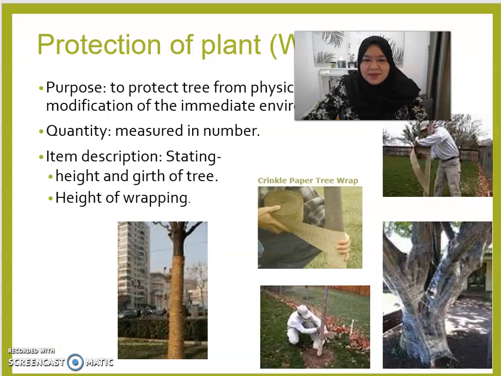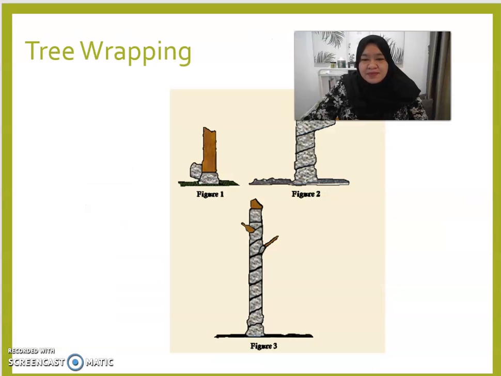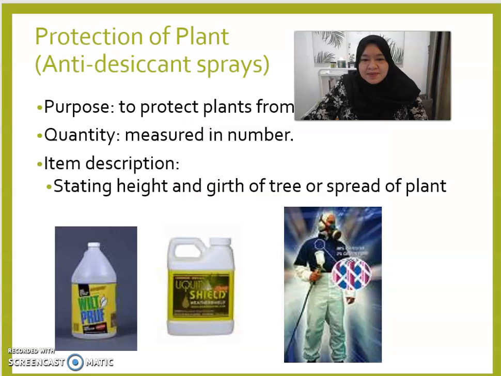Okay, and protection of plant, purpose to protect the tree from physical damage, and modification of immediate environment. This is normally for a 4-season country. Extreme winter, they need to wrap the stem, the trunk of the tree to protect the tree from the extreme weather. This is a tree wrapping. Okay, protection of plant, anti-descent spray.